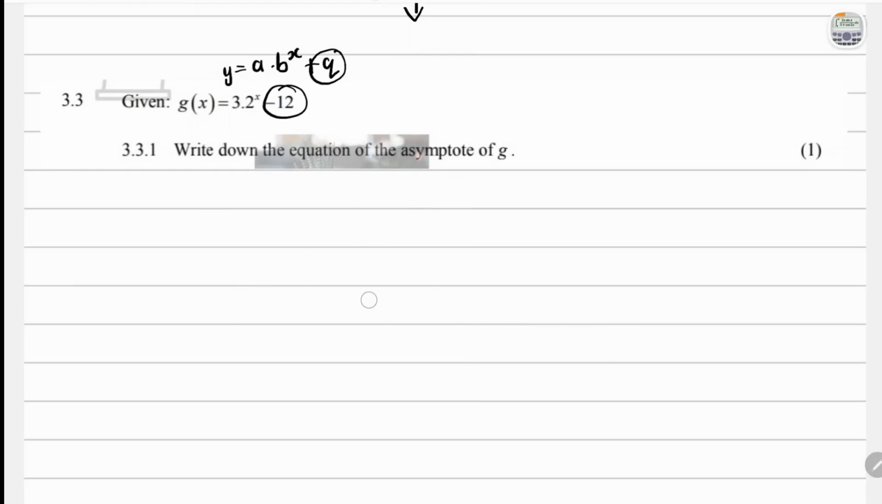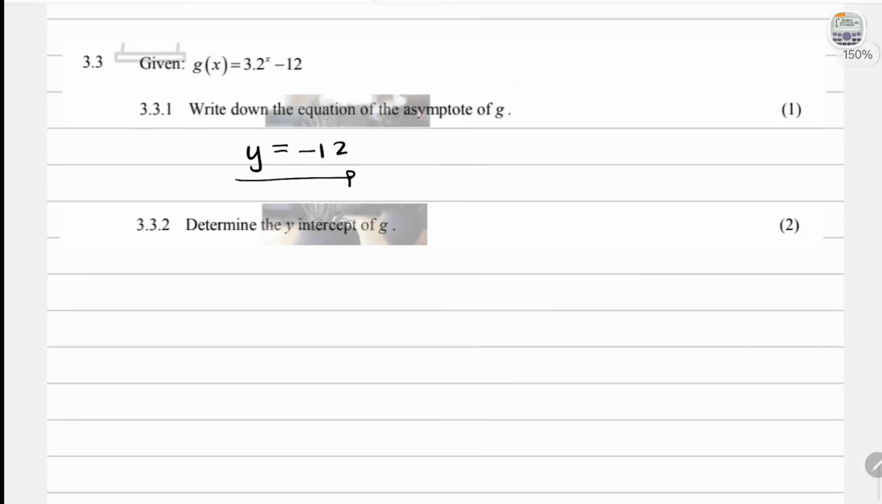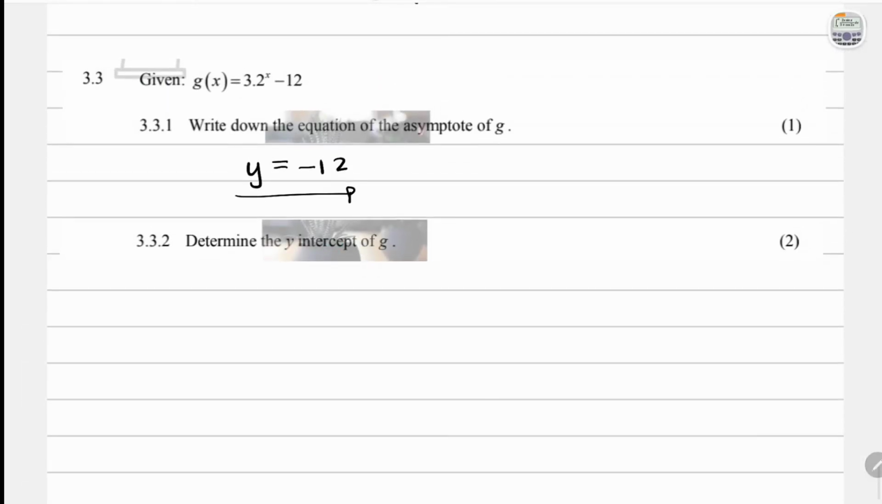So the equation of our horizontal asymptote is y is equal to negative 12. And that is our answer. Moving on to the next question. The next question is determine the y-intercept of g.